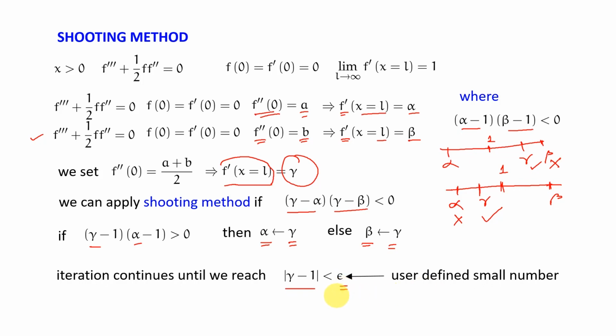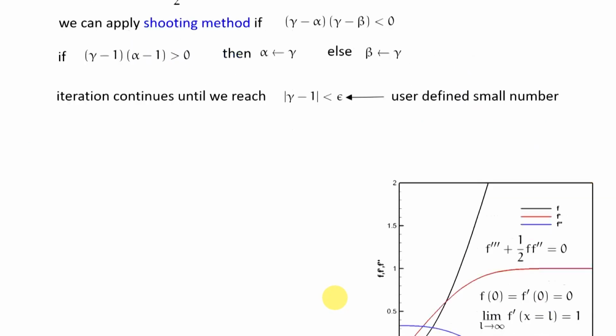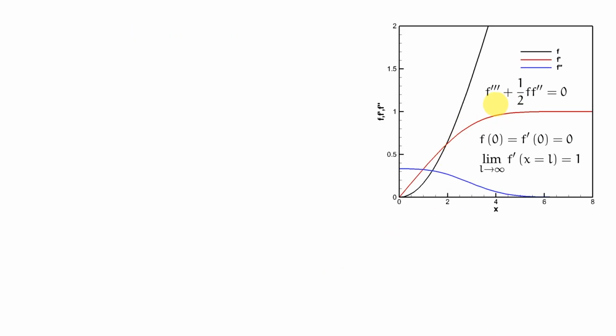At that point we can assume that our solution has converged, and we can look at the converged solution. So let's see how we'll do that. This is one of the cases where we have this converged solution. This is f triple prime plus half f double prime equals 0, Blasius equation.